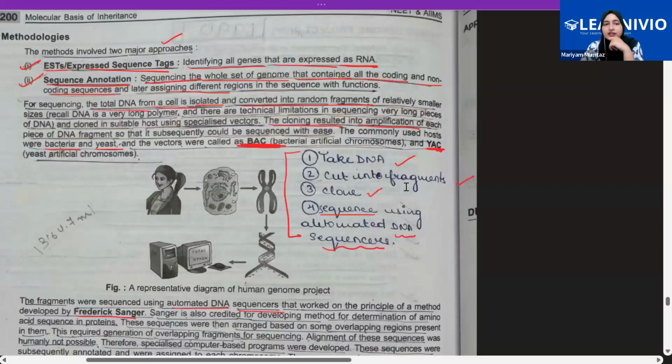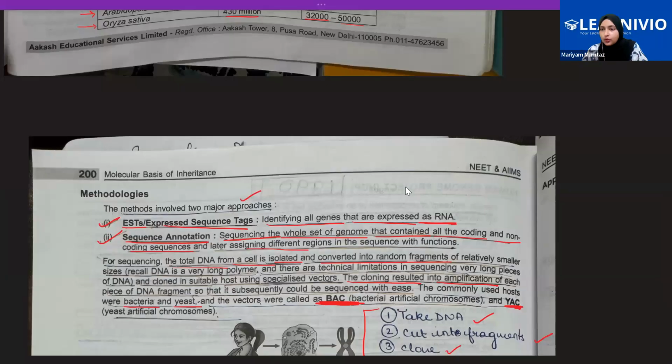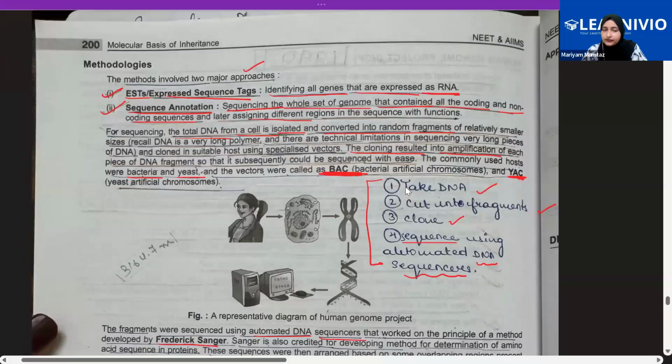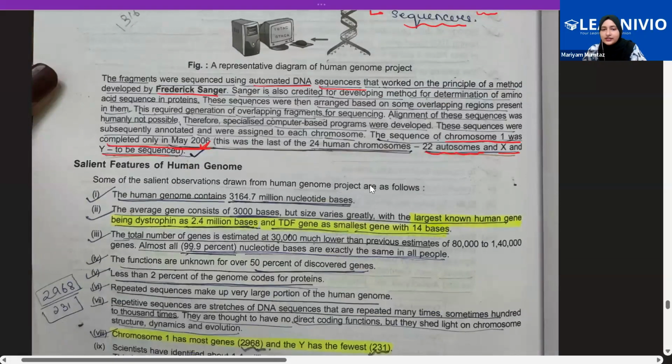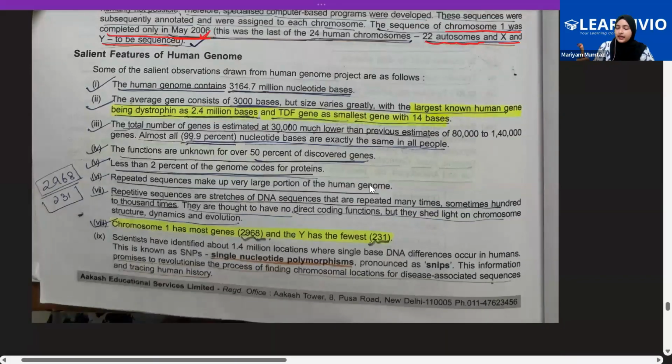So in the previous class, we had talked about the Human Genome Project, in which we saw how the DNA is taken out, then the DNA is cloned, and after that, what happens to the DNA? It is sent to the DNA sequencer, so as to process and sequence the DNA molecule. After the whole entire thing was done, the salient features of the human genome were noted. And right here on your screen are the salient features.